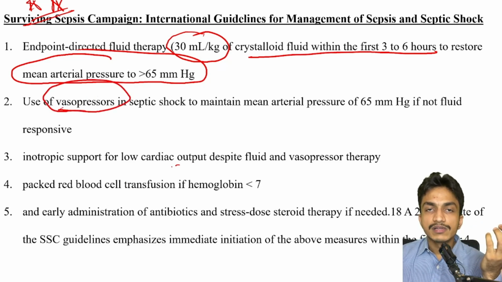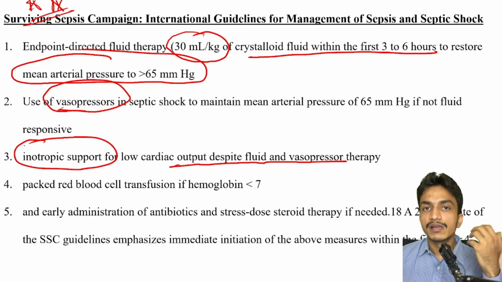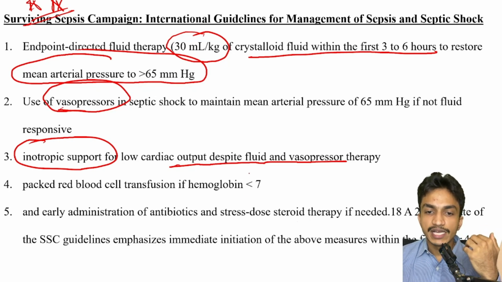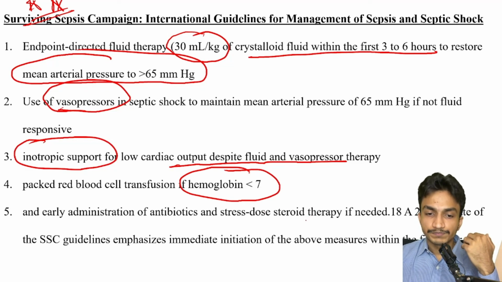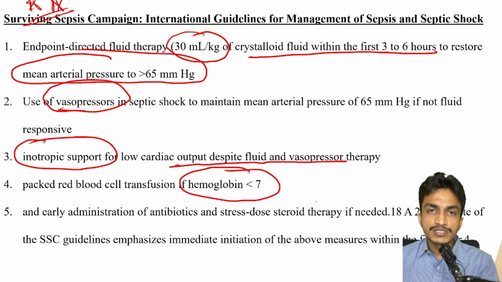Even after the fluid and vasopressor, if we are not able to do it, then we should start with an inotrope like dobutamine. Then coming to blood transfusion, we should give if the hemoglobin is less than 7. And about the antibiotics and stress dose steroid, if required, then we should give them.